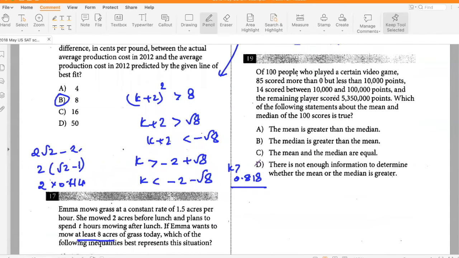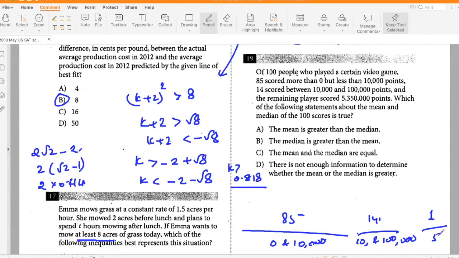Okay. So 85 scored between 0 and 10,000. The rest, 14, scored between 10,000 and 100,000. And this one person scored 5.3 million. So the median is obviously between 0 and 10,000, and the mean would be really, really large because this outlier will push the mean to the right. So the mean is greater than the median.